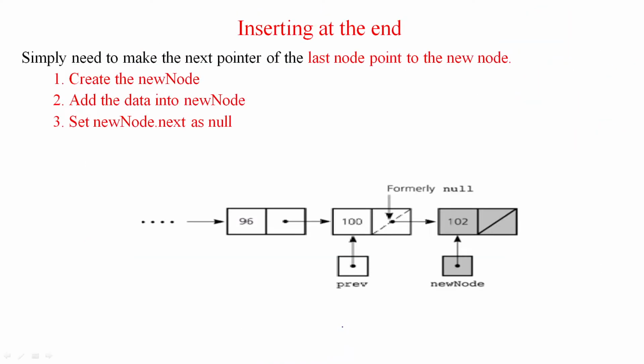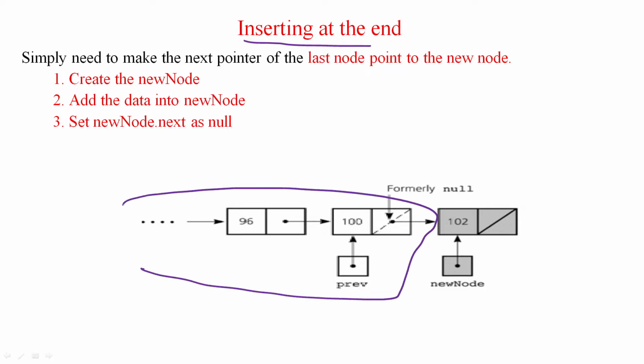And then we can insert a node at the end of the list. Here we have the existing list. In this existing list, we have the last two nodes, 96 and 100. Suppose for example this address is 112, and this address is 116. So 116 will be indicated here. This is the last node, so this is null.